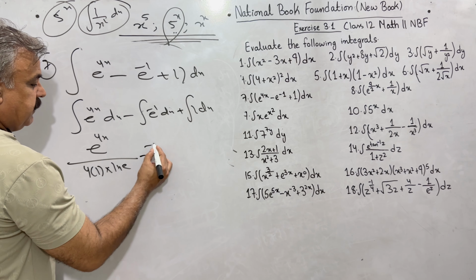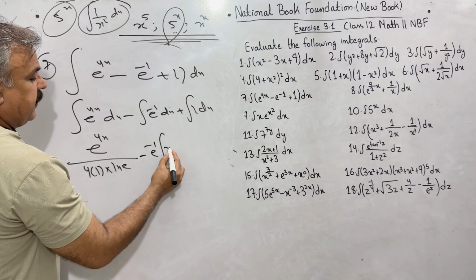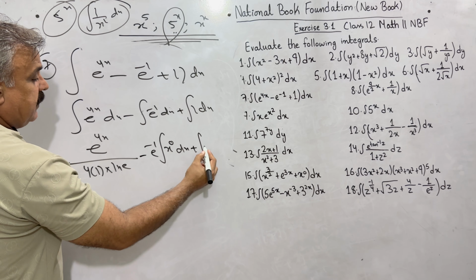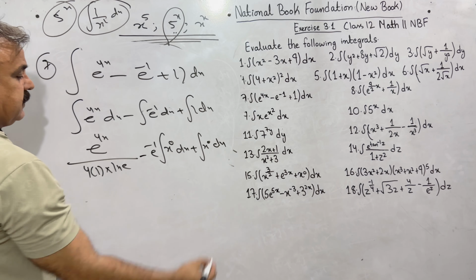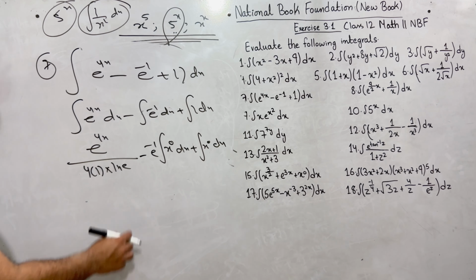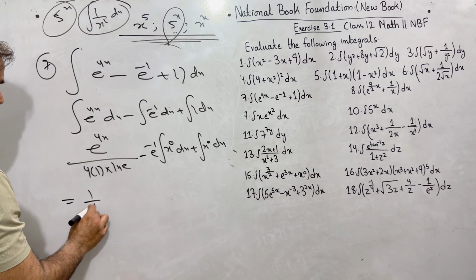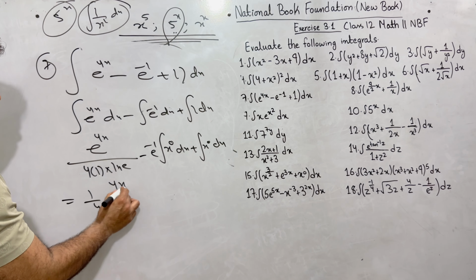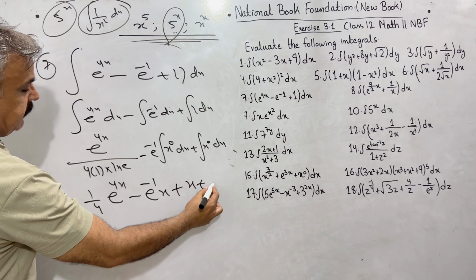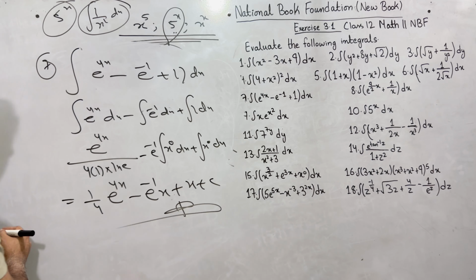Here e raised minus 1, there is no variable. I can write x raised 0 dx. I can manage x over 1, ln e is 1. So I have 1 over 4, e raised 4x, minus e raised minus 1 times x, plus c. That's my answer in that case.